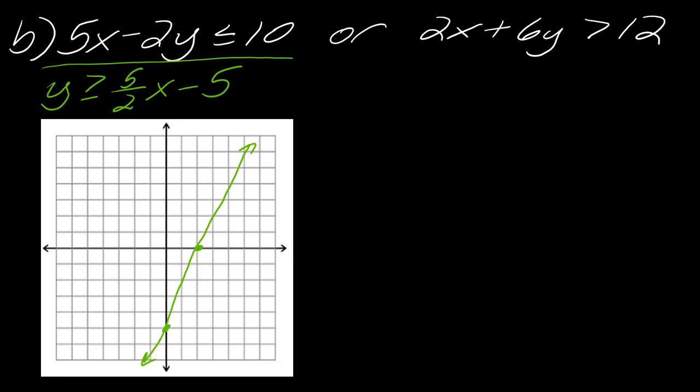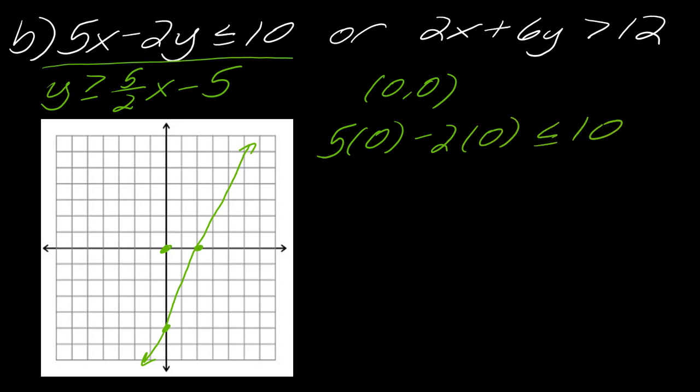So I'm going to do the same thing I did in the last example. Here I'm going to just grab 2 points at random. So we'll start with 0, 0. Again, it doesn't matter where you plug this point in. You can plug it into either equation. You'll still get the same conclusion. So if I plug this in, I've got 5 times 0 minus 2 times 0, so is that less than or equal to 10? Well, that says that 0 is less than or equal to 10, so that is true.